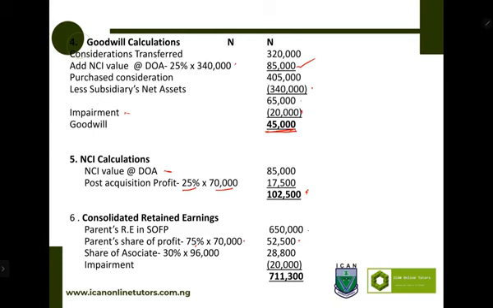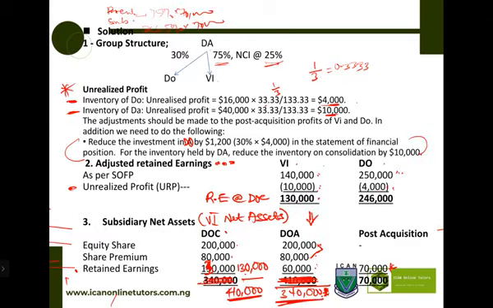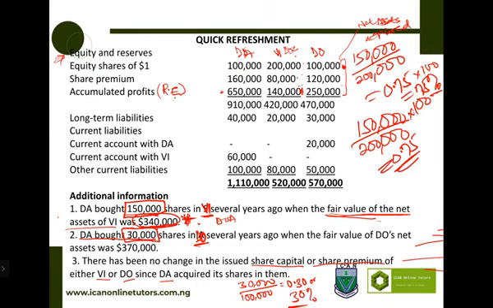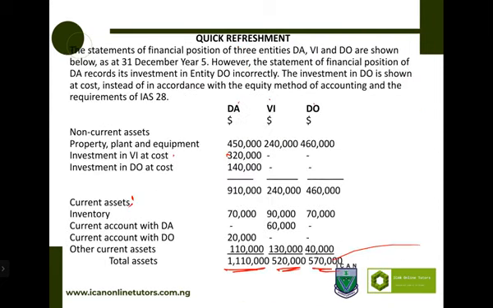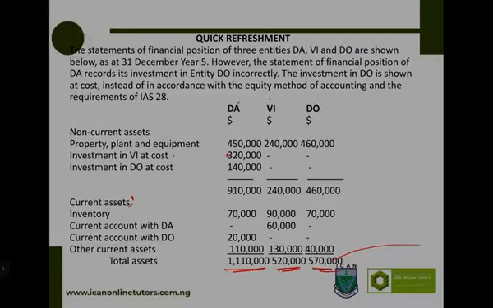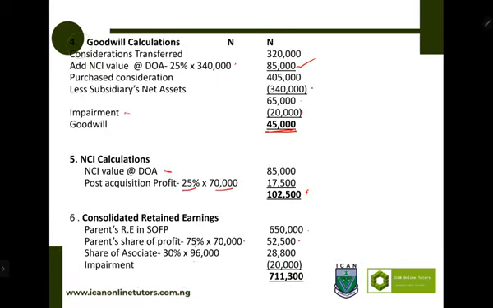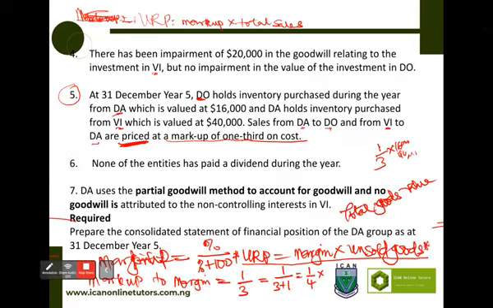Then associate. Remember that it is having 30% investment in associate. Since it's having 30% investment in associate, it will be 30% multiplied by the associate retained earnings. Okay, so that is how we arrive at our 96,000, our 30% multiplied by 320,000 naira. I hope that is clear.